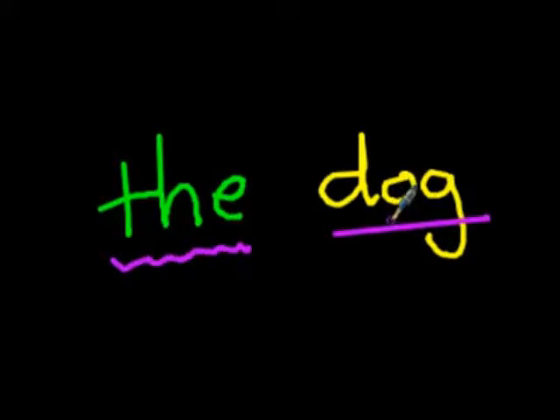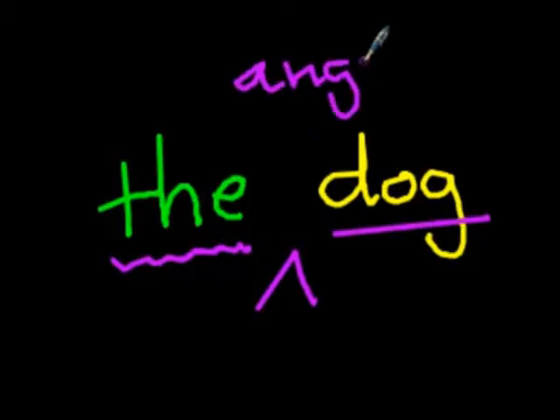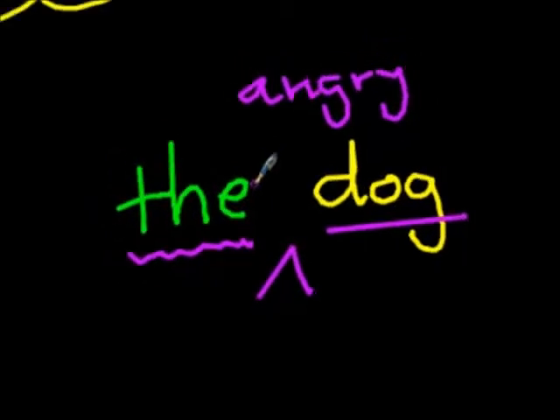You can have other words between the determiner and the noun. So for example, you could have an adjective in the middle here, telling us a bit more about the dog. It's an angry dog. But still, the determiner remains at the beginning, the front of the noun phrase.